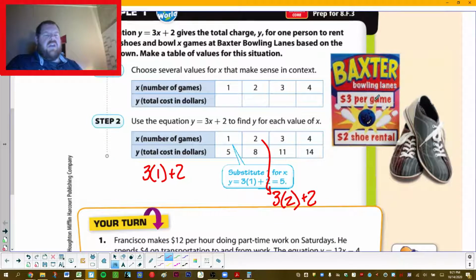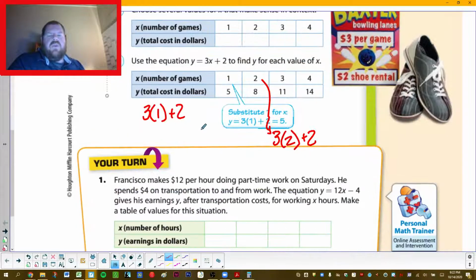And I love that they put this poster on here because this is where that equation comes from. It's a $2 shoe rental. You don't pay for the shoes every game you bowl. You just pay for the shoes once and you have them until you return them. And then it's $3 for every game that you bowl. That is how you get that formula.